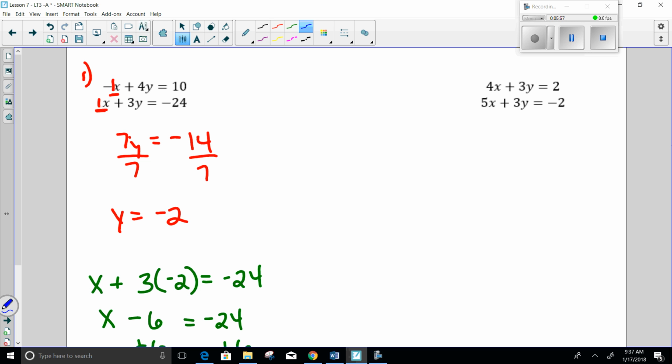Okay? So now let's look at the second example over here. Well, in the second example, we have a 4x and a 5x. Those are not the same. We have a 3y and we have a 3y. Those are the same number, but they're not opposite. So how do we make it opposite?